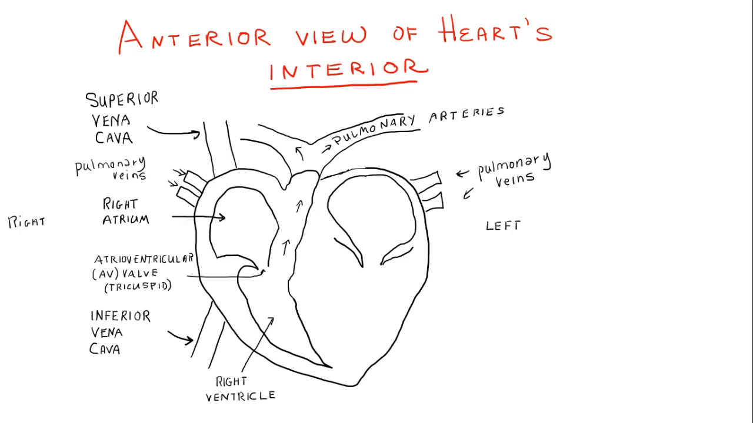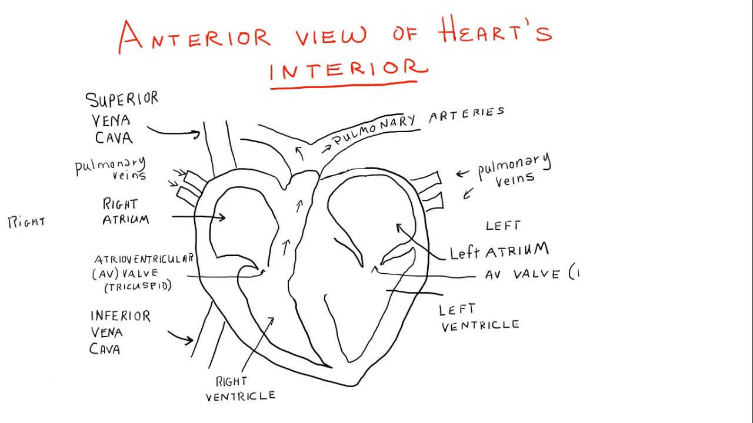We'll go over this again. And then it goes into the left atrium from the pulmonary veins. And then it goes through the bicuspid or mitral valve, another atrioventricular valve between the left atrium and the left ventricle. And blood will then go from the left ventricle up into the aorta.